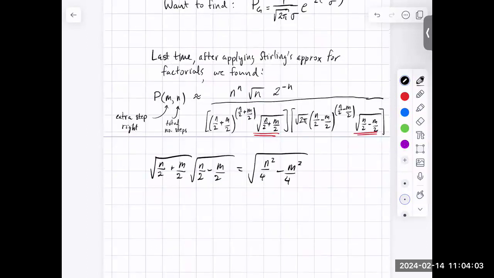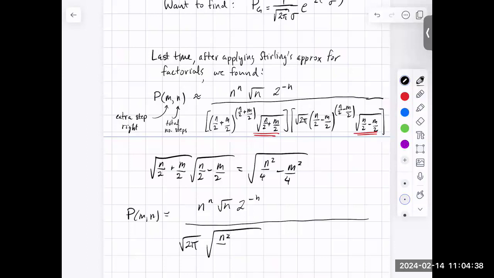If we do that, then our probability is going to be, so we have an n to the power n, we still have a square root n, and we still have 2 to the minus n. So that's all the same in the numerator. We have a root 2 times pi, so we have 2 times pi under a square root, and I'm going to put that over here. And then I'll put in this square root factor that we just worked on: the square root of n squared over 4 minus m squared over 4.